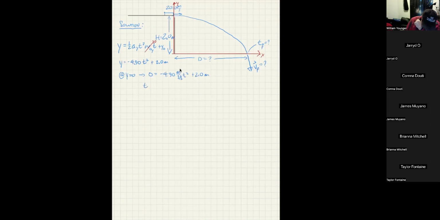Or finally we can say t is equal to the plus or minus square root of 2.0 meters divided by 4.90 meters per second and per second. Notice the meters cancel out and I end up getting a second squared in the numerator. And in fact, from the physics of this, I set up t as positive. This is plus or minus.